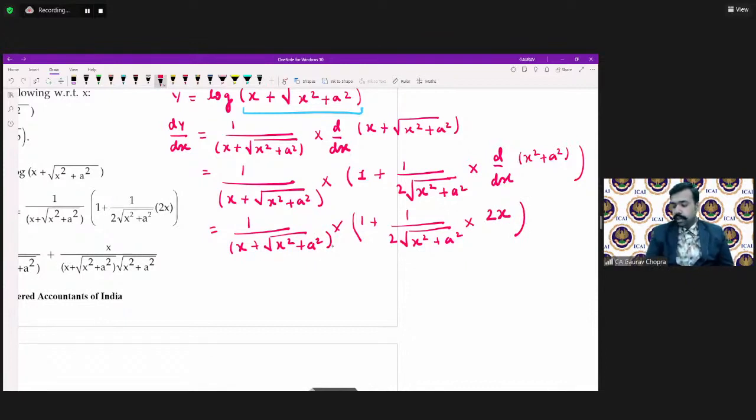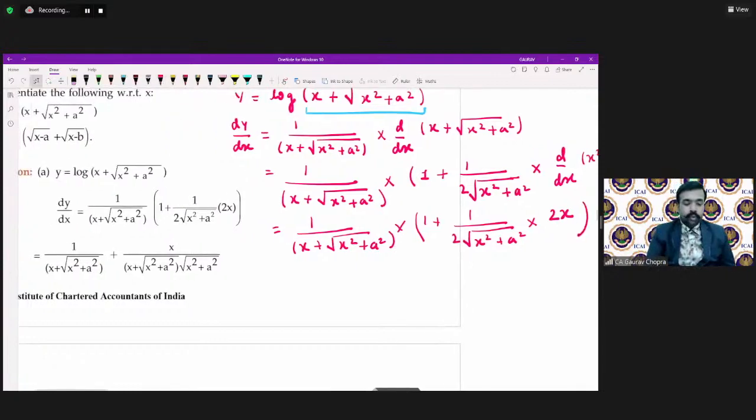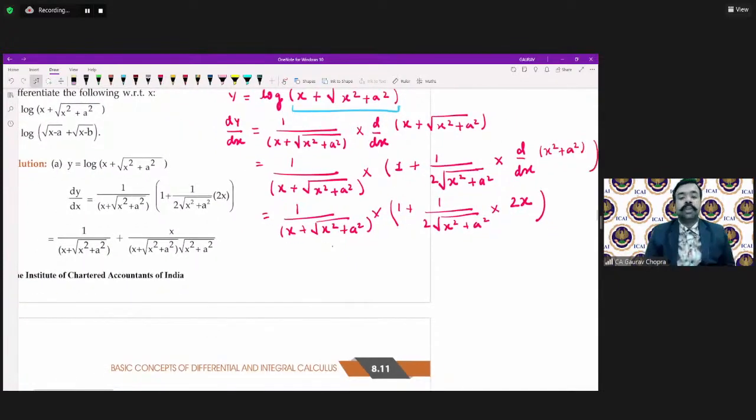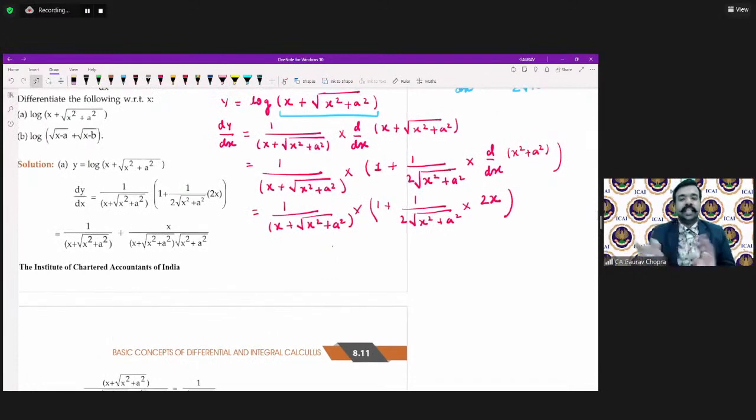Till here we have computed, right? Now what is left? Just the simplification part, that is addition, taking LCM and solving it out. But the main differential portion we have done. Now we can cancel some of the things, like 2 will get cancelled here. Now what we are left with, in the denominator we have 1 upon x plus root of x square plus a square, and then bracket and then multiply by 1 plus the whole thing.